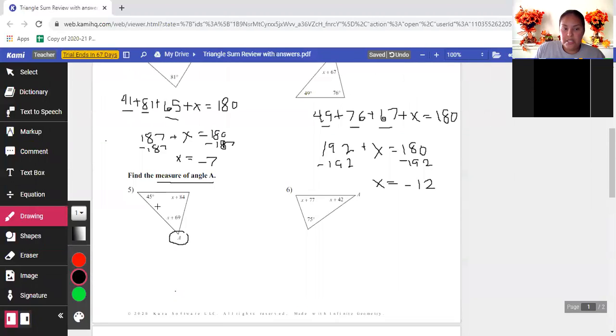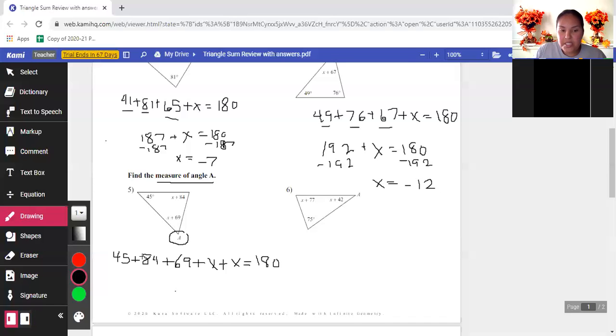All right, so just like previously, we're going to go ahead and write down all our angles. I'm given 45. I'm given 84. 69. And I'm given 2 x's, so I'll put x plus x. And that equals 180.